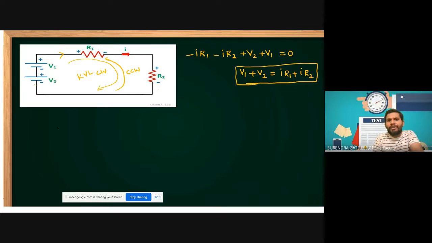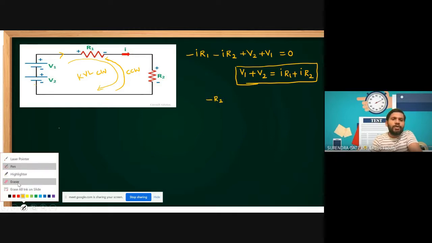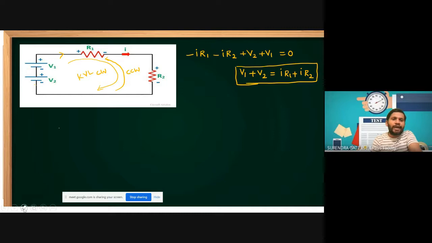Now we are moving opposite to the current. Actually, drops are taken as negative, students. Drops are taken as negative, but we are moving opposite to the given current direction. That's why we take negative, that is minus IR2. Drops are taken as negative, but you are moving opposite to current direction. That's why we take minus IR1. Is it correct, friends?